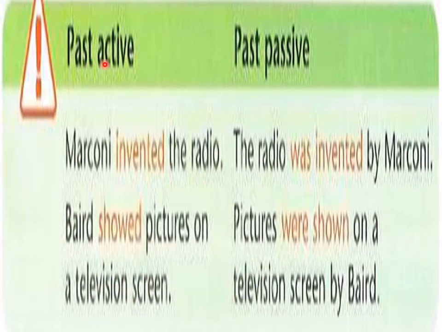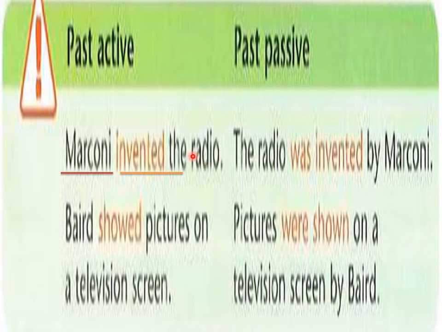Past active and past passive. So, Marconi invented the radio. Marconi is the subject. Invented is the past tense of the verb invent. Now, the radio is the object of this sentence.